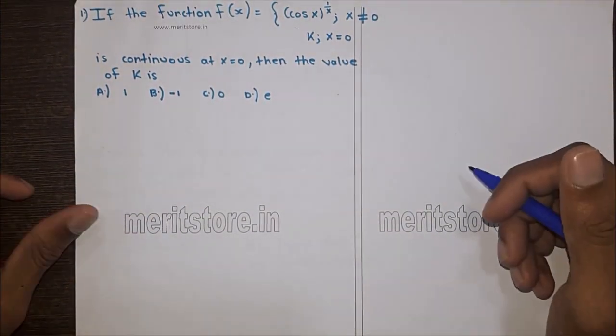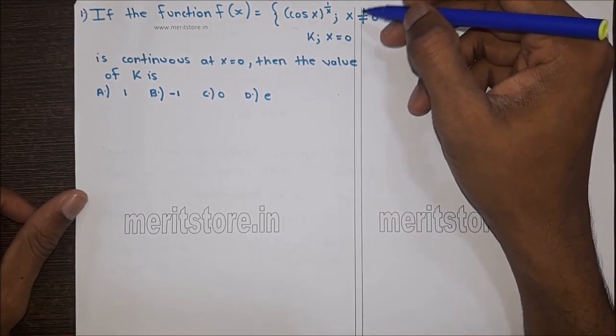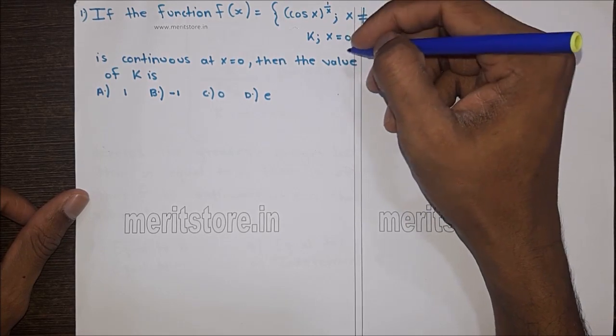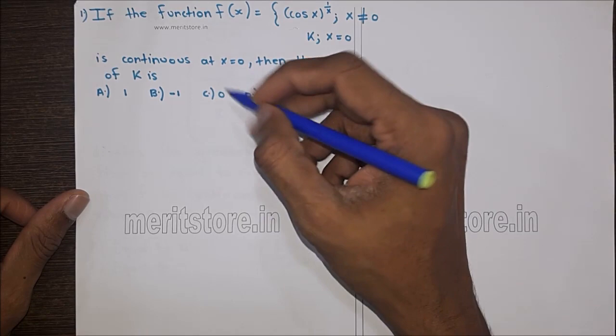Question 1. If the function f of x is equal to cos x raised to 1 by x, where x is not equal to 0, and k, where x is equal to 0, is continuous at x is equal to 0, then the value of k is. We're given 4 options.